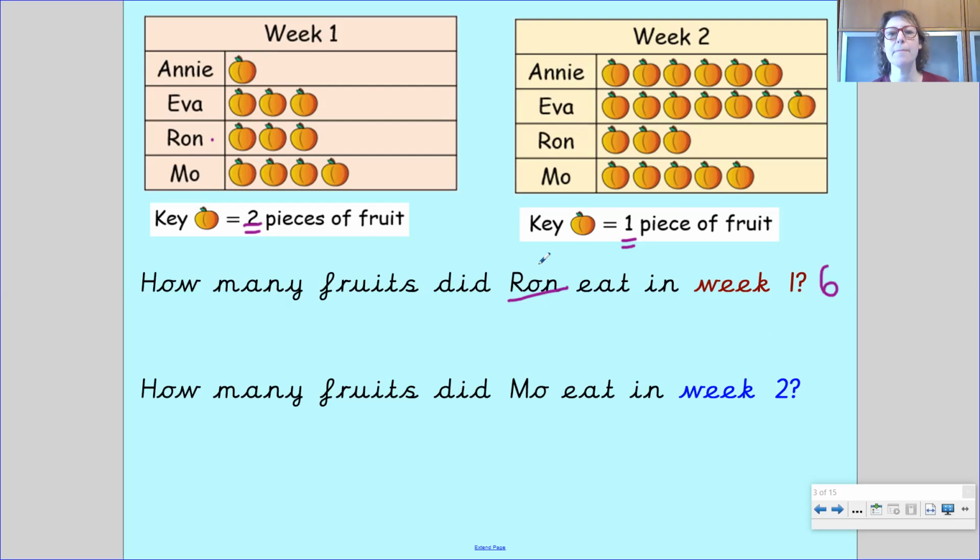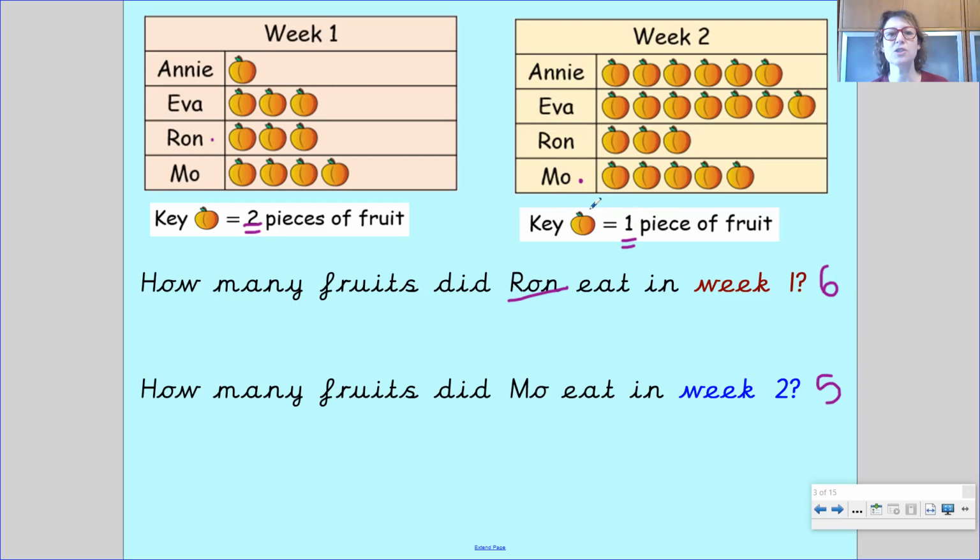How many fruits did Mo, so here's Mo, eat in week 2? I'd already cheated and looked to see it was week 2. How many fruits did Mo eat in week 2? And this time we are counting in ones. So 1, 2, 3, 4, 5.